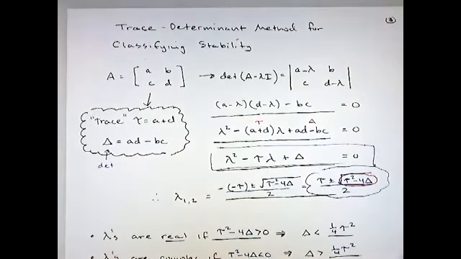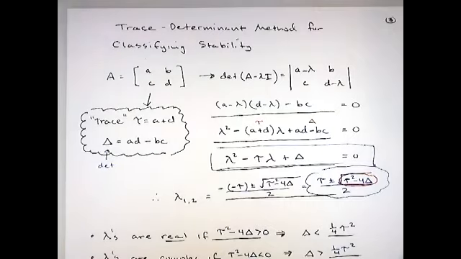Okay, we're going to talk about another method for determining the stability of the equilibrium for a linear system of differential equations. And this is called the trace determinant method. We already have a method, right? We know the eigenvalues will always tell us what's going on with the stability in terms of whether we get a sink, a source, a saddle, a spiral, a stable spiral.